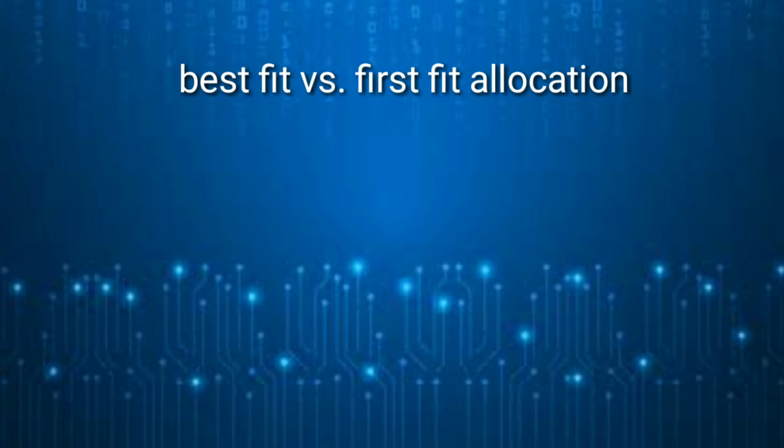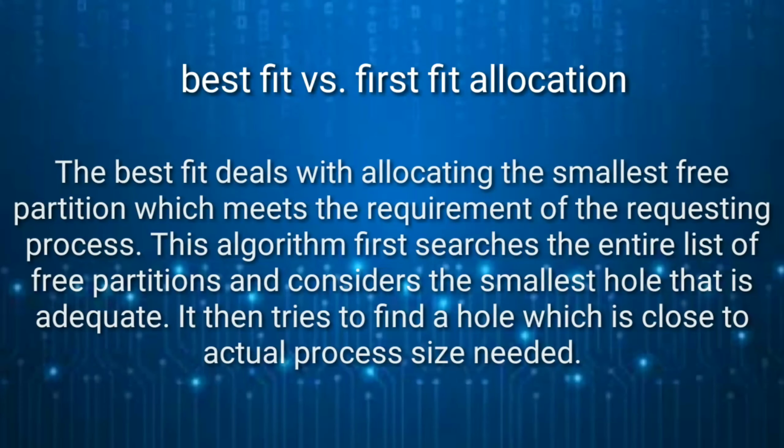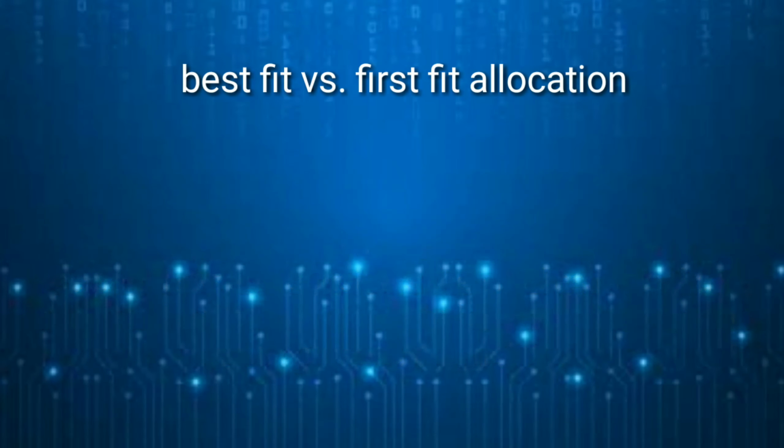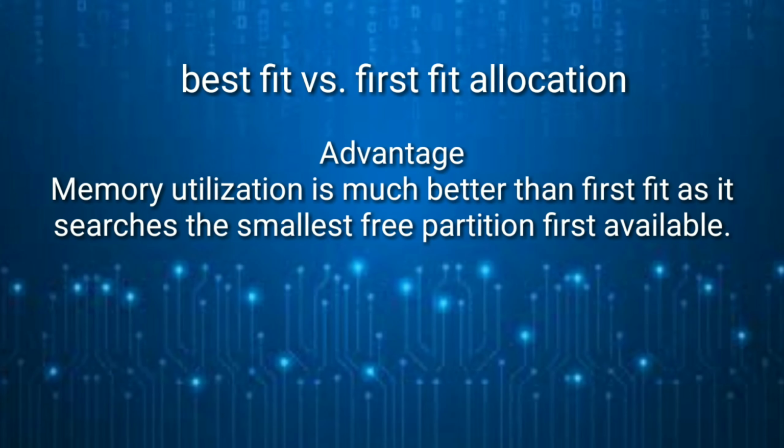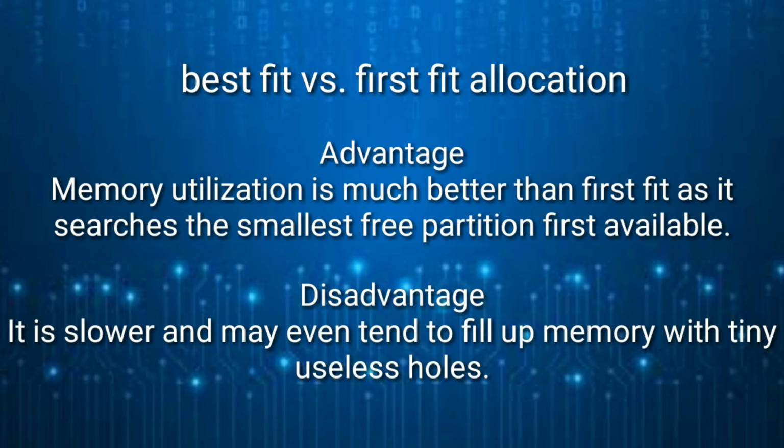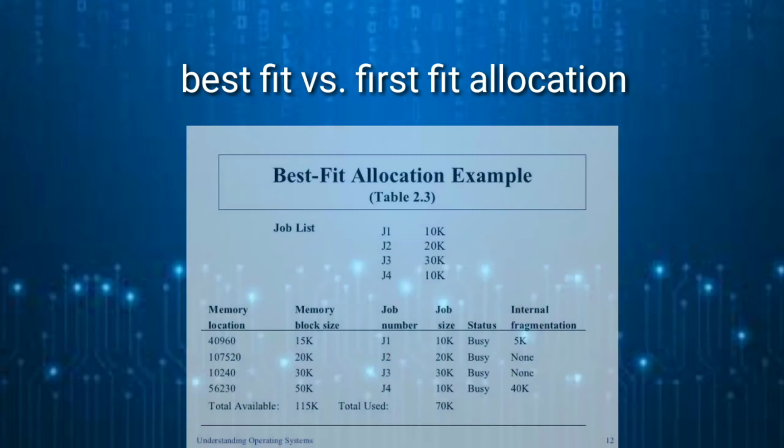Next, best fit versus first fit allocation. The best fit deals with allocating the smallest free partition which meets the requirement of the requesting process. This algorithm first searches the entire list of free partitions and considers the smallest hole that is adequate. It then tries to find a hole which is close to the actual process size needed. Advantage: memory utilization is much better than first fit as it searches the smallest free partition available. Disadvantage: it is slower and may even tend to fill up memory with tiny useless holes. Examples of best fit allocation.